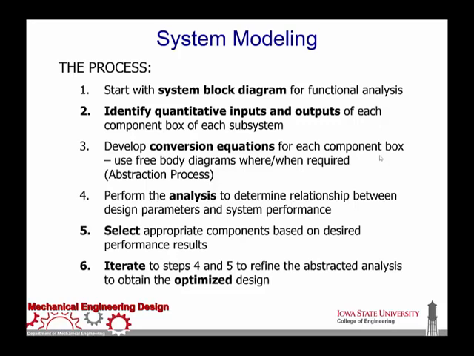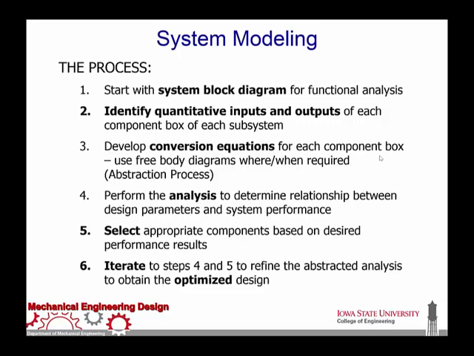The process relies heavily first on the team establishing a function structure for the design so it can develop a system block diagram for the design and determine all the required actions of the system. Next, the team will identify all quantitative inputs and outputs as defined by the block diagram, and will do so for each subsystem that makes up the system as a whole. Once all of these inputs and outputs have been determined, looking at units and balancing units from inputs to outputs, the team can develop conversion equations for each component's box. Here, oftentimes, the use of free body diagrams will be needed, and that is called an abstraction process. The next few slides will go over what that is.